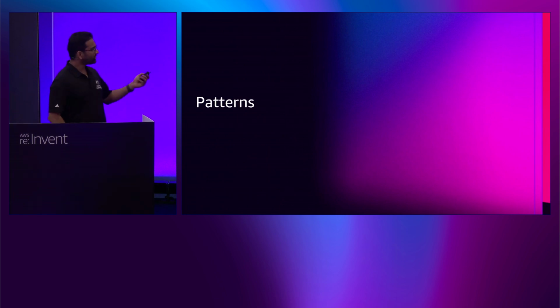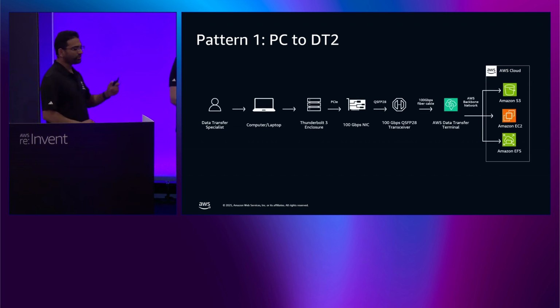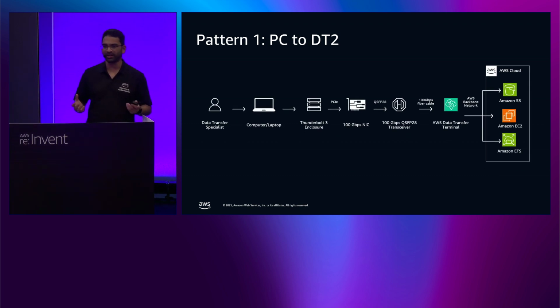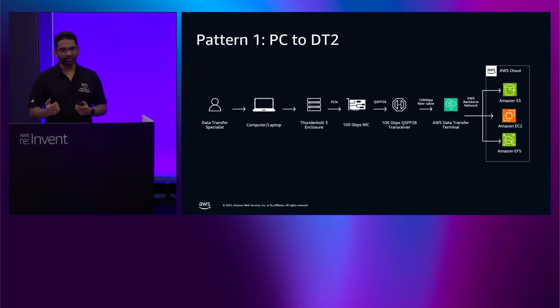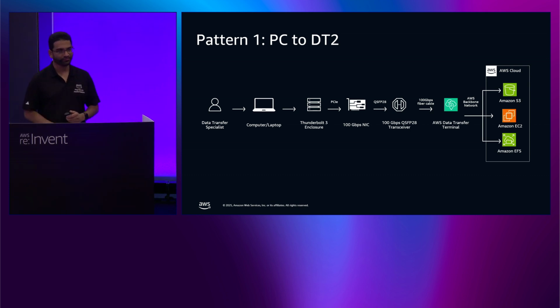Now, let's take a look at some of the patterns that we've seen our customers adopt. The first pattern is very simple. A customer with a laptop and a hard disk with some data on it connects it to Data Transfer Terminal and copies it onto their AWS endpoints. The limiting factor in this is the performance of the storage medium, the hard disk that they're using, the bandwidth that is available through the hard disk.